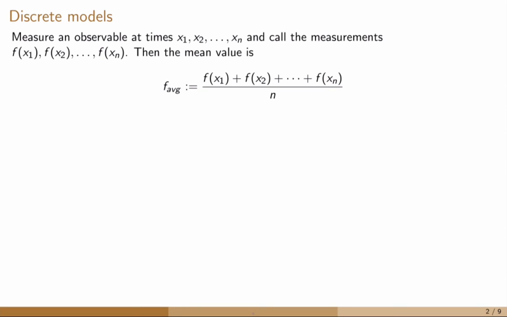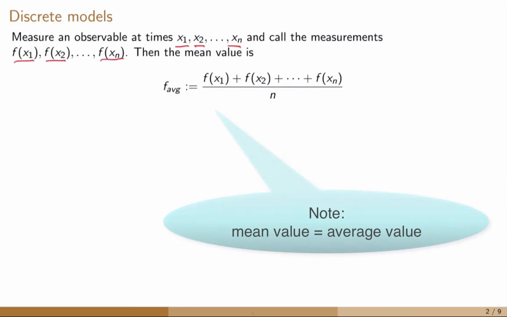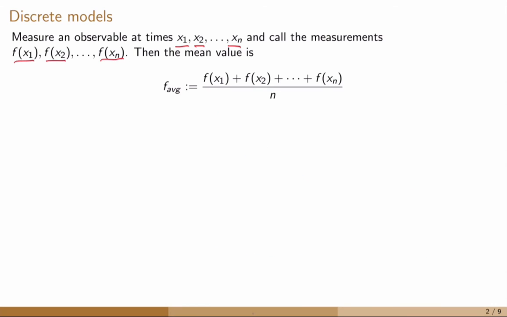And this is actually rather easy and directly related to the integral. But let's start with some discrete measurements. So assume I have measurements at times x1, x2, up to xn. And the measurements are f of x1, f of x2, f of xn. And so the mean value, or the average value, is the sum of all the f's divided by the number, how many we got. Right, so f average is the sum f of x1 plus f of x2 and so on, divided by n.